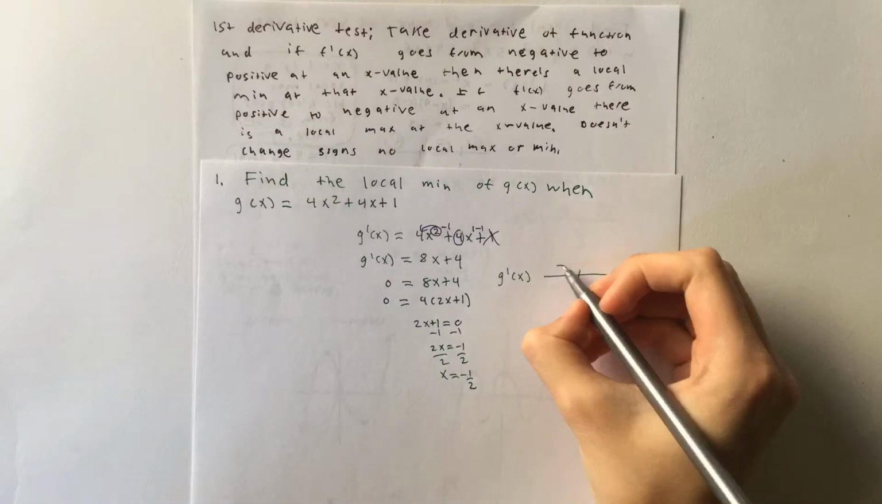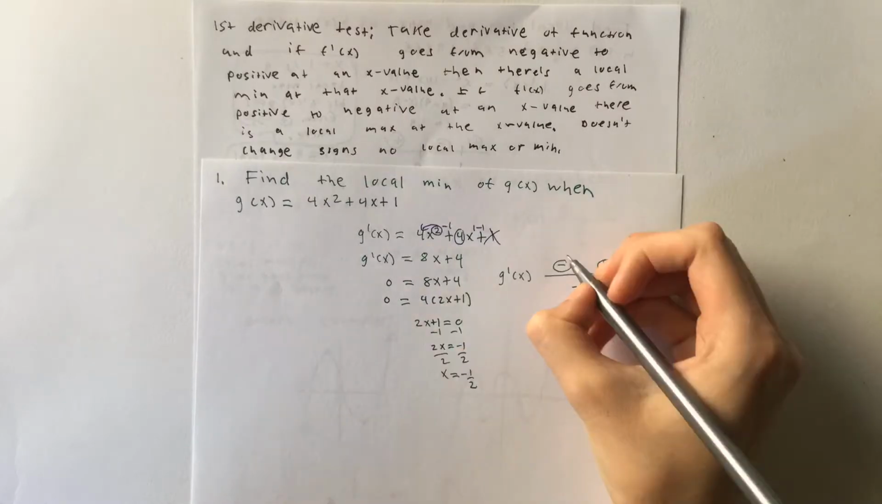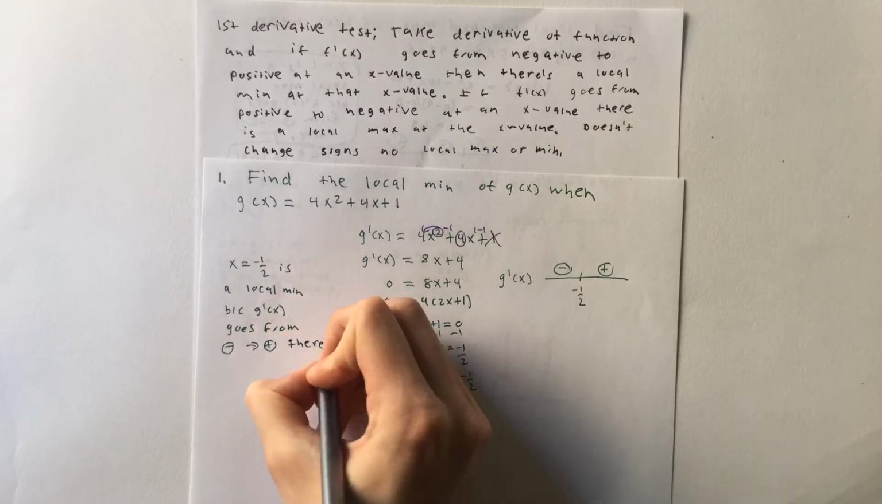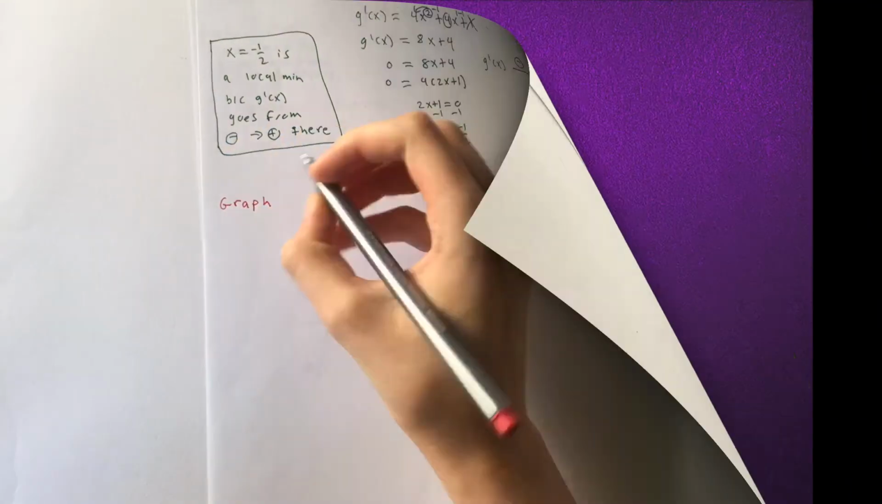And then when I plug in, let's say 2, that's a positive value. 8 times 2 is 16, 16 plus 4 is 20. I get a positive value. So this is indeed a local minimum. How do I know this? Because g prime of x goes from negative to positive at x equals negative 1/2.